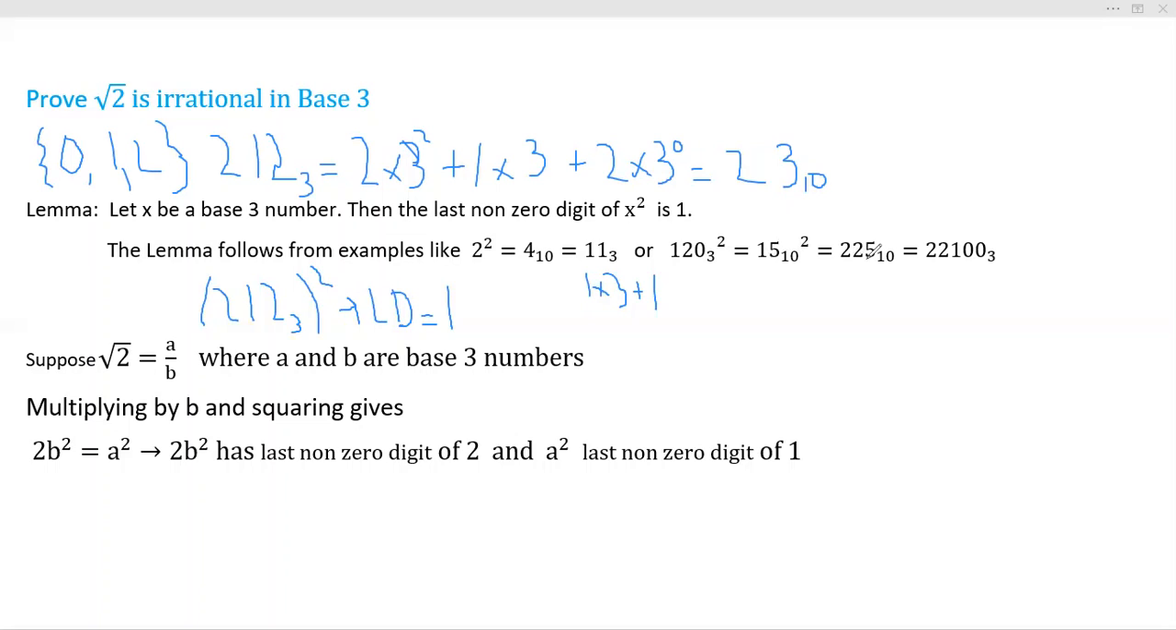15 squared is 225. Again, I left the work out here, but this isn't too hard to believe. We can verify just by checking here. This expansion right here would be the 3 to the 4th position, the 3 cubed position, the 3 squared position, the 3 to the 1st position, and the units position. So this would be 2 times 3 to the 4th.